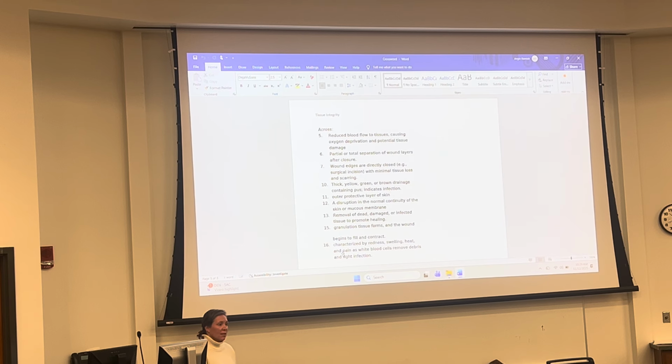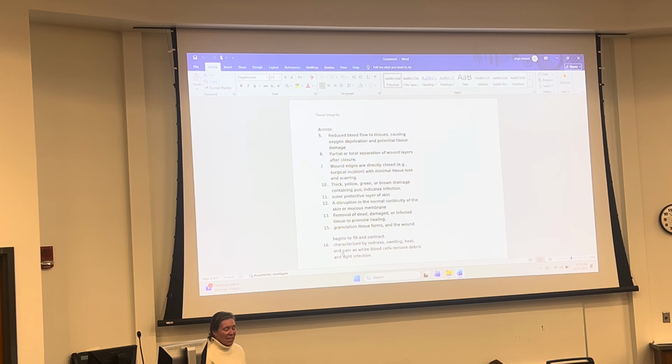I thought it was irrigation, but I don't think that's. You don't think that is now? James, guesses? Kennedy? It's debridement. Yeah, debridement. James or Kennedy, did you get 15? Granulation tissue forms and the wound begins to fill and contract. Alexis?